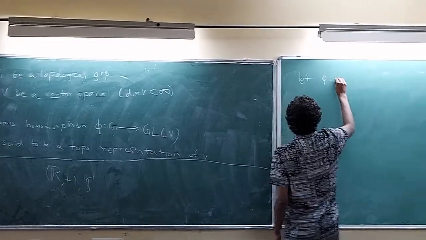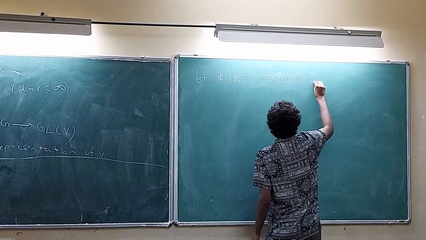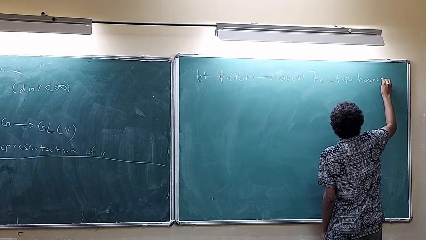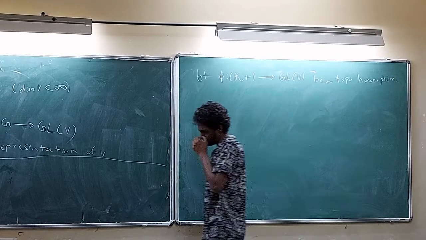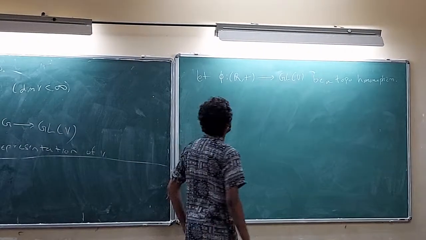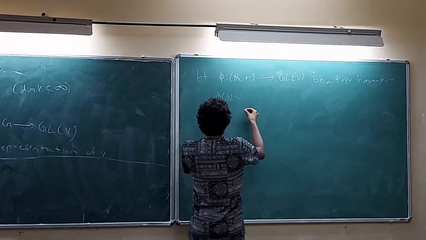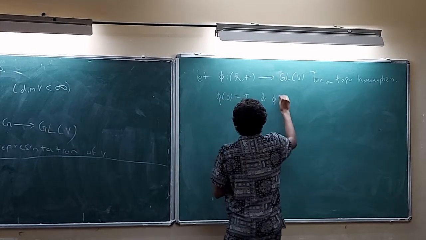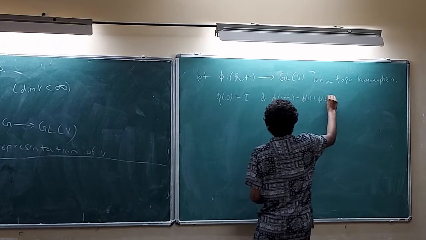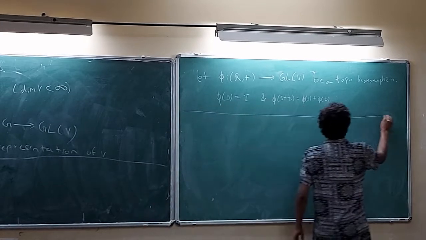Let phi from R plus to GL be a topological homomorphism. Right. So straight out we can get some reductions from this. If this is a topological homomorphism, then phi of 0 has to be equal to the identity, and phi of s plus t is equal to phi of s times phi of t. Before we move into any abstract general vector space, we will first look at one-dimensional vector space.